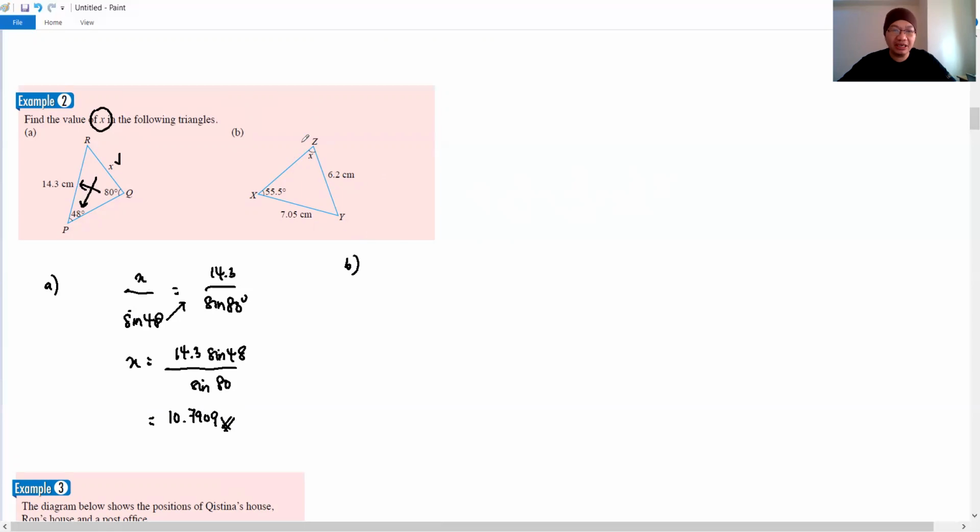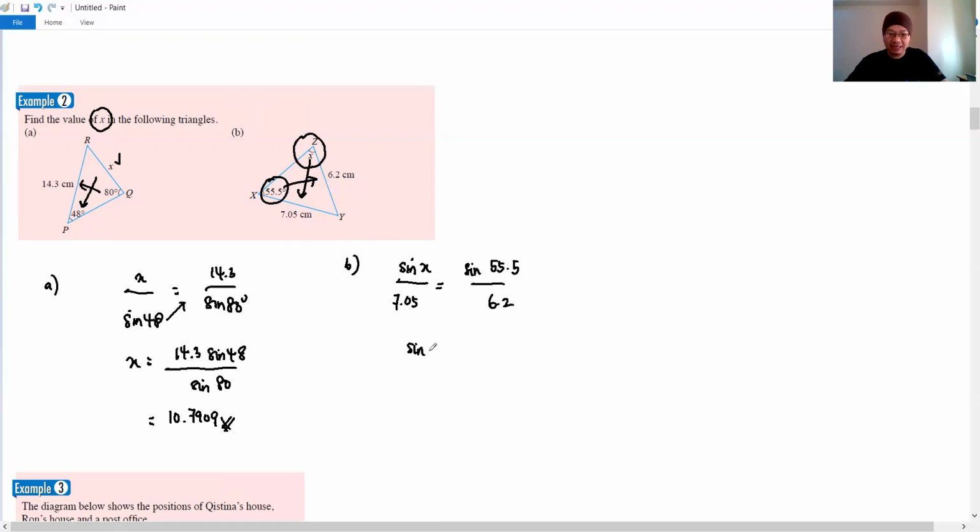To solve question B now, I want to find the value of x here, but this x is not the length, but is an angle. So I will use the first formula, which is the sine x on the top. So this x is pairing with 7.05, equals to this one and this one also pairing, equals to, the angle must be on the top. Don't forget, I'm using the first formula. So 6.2. So now how do we simplify this?